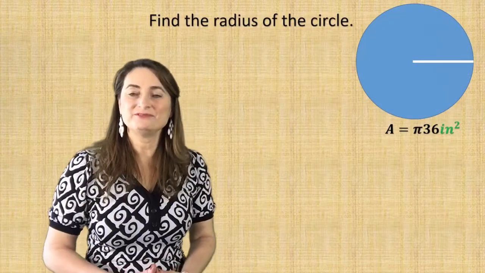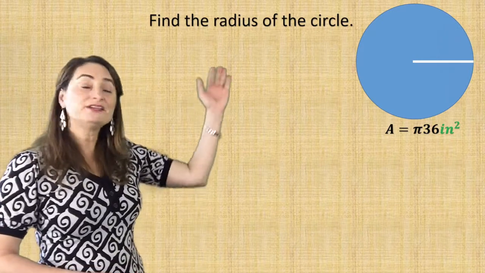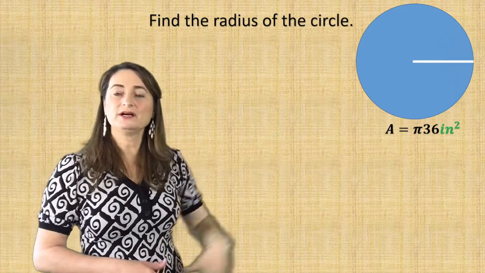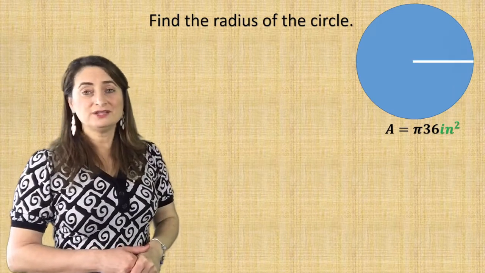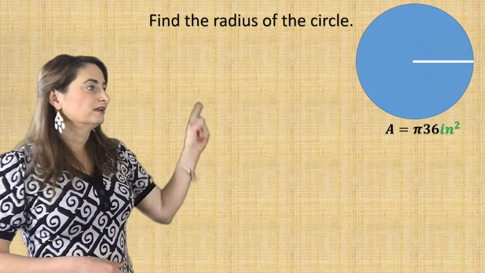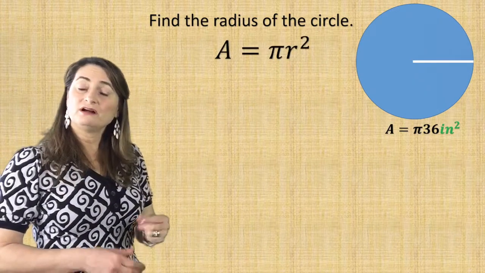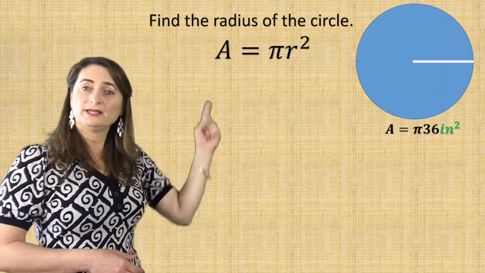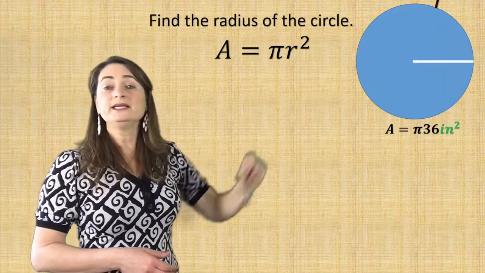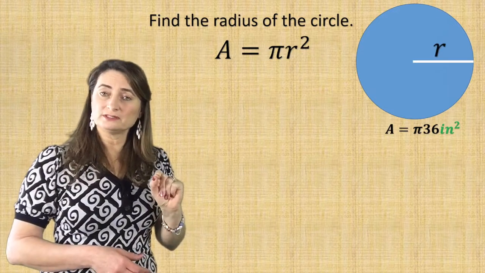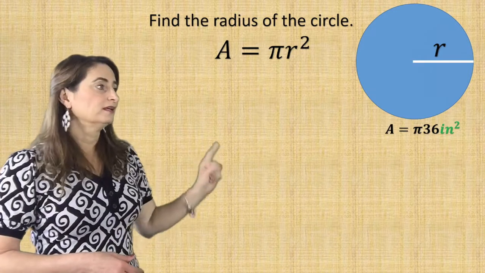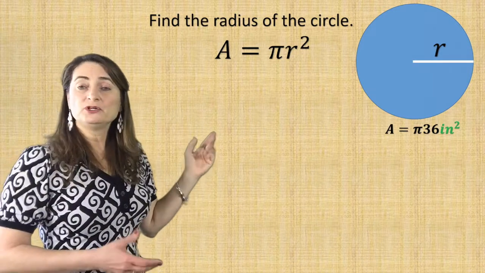Here's the last example for today's lesson. Find the radius of the circle. You have a circle. I'm giving you the area of pi 36 inches squared. How can I find the radius? First of all, write the equation of the area of a circle. A equals pi r squared. The radius is the distance from one point on the circle to the middle of the circle. That is the radius.